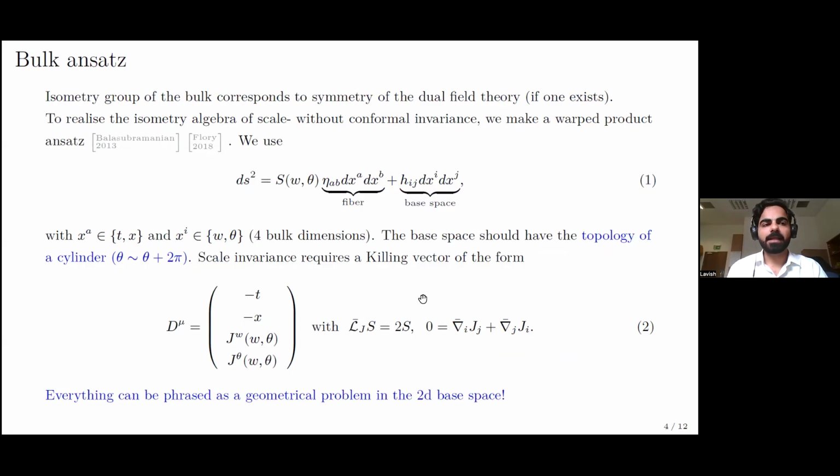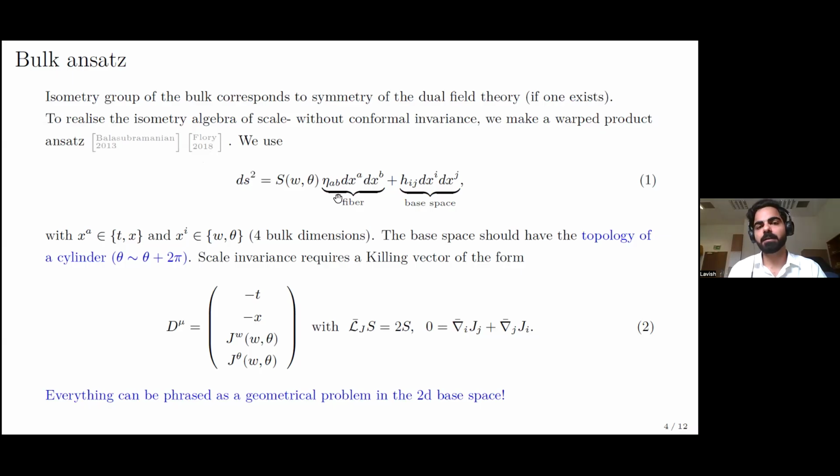I would like to explain the process we have followed and our analysis in the following slides. First of all, in gauge gravity duality, the isometry of the bulk spacetime corresponds to the symmetry of a putative dual field theory. And here, to realize an isometry algebra of scale without conformal invariance, we resort to a warped product metric ansatz, which comprises 2 manifolds.